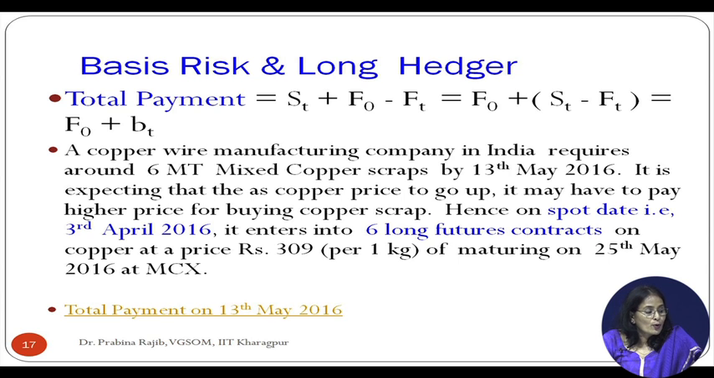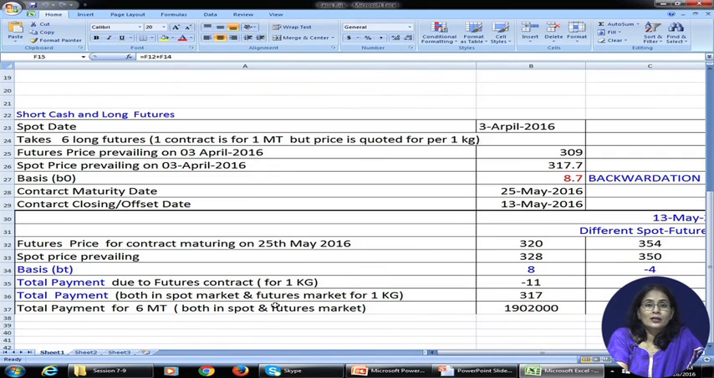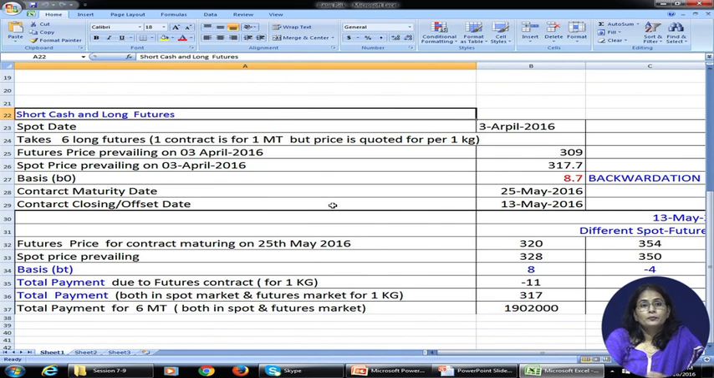So what is the spot date? The spot date is 3rd April 2016, and he would like to square up his position before the contract maturity date. That is, he would like to square up his position on 13th May 2016. So exactly the same discussion that we had done. This is an example of a short asset and long futures. The copperware manufacturer is short on the commodity, short on the underlying, and would like to mitigate that price risk by entering into a long futures.